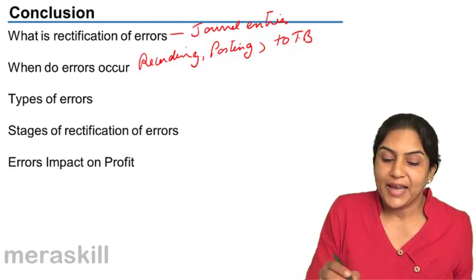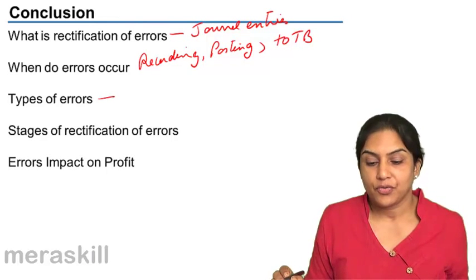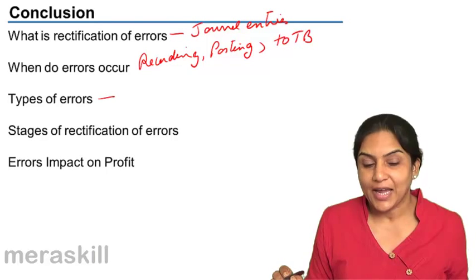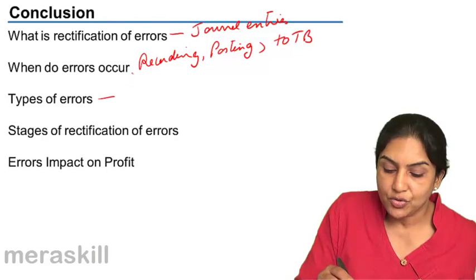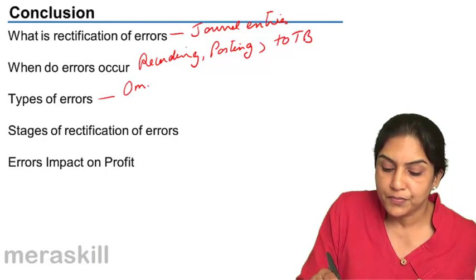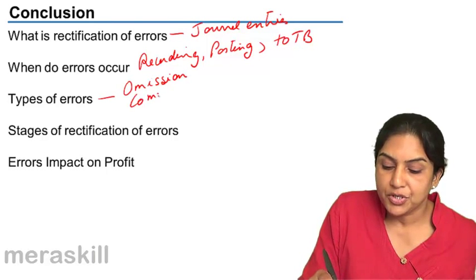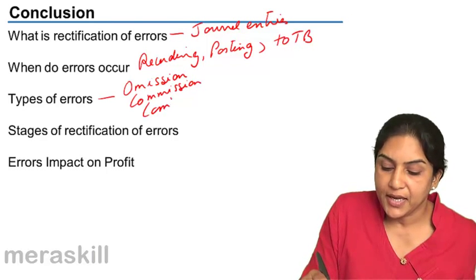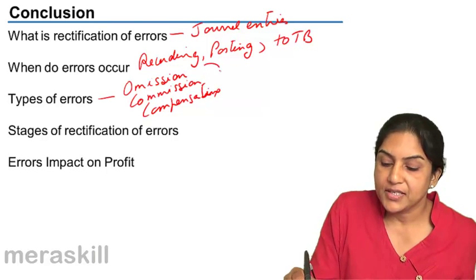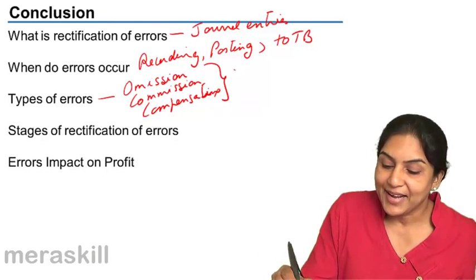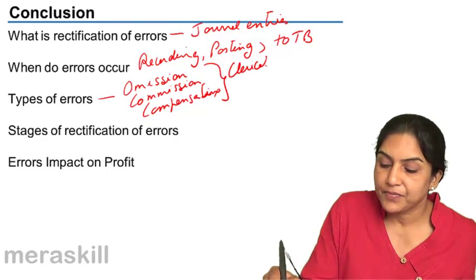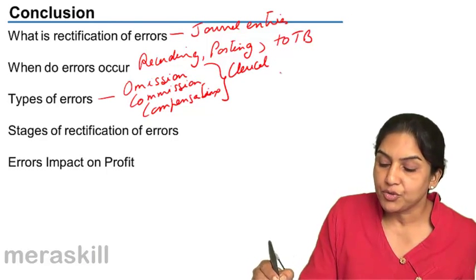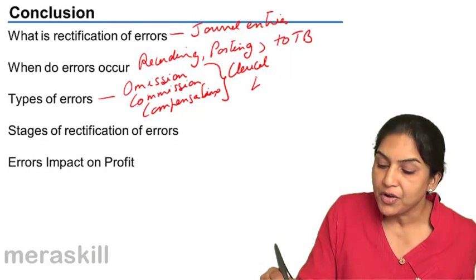What were the errors we discussed? What were the types of errors? We said the errors could be errors of omission, could be errors of commission, could be compensating errors. And these errors we said were called clerical errors. And there was another kind of error which was non-clerical or error of principle.